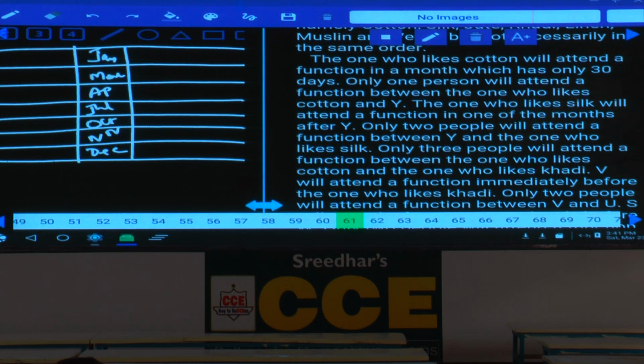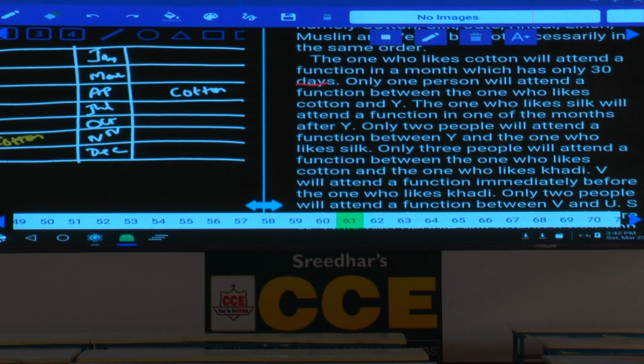Then, the one who likes cotton will attend a function in a month which has only 30 days. Now we got that one. What are the different possibilities? Cotton can be either April or November. 2 possibilities. The one who likes cotton can be at this place or at this place, in the month of April or in the month of November, because these are the only 2 months having 30 days each.